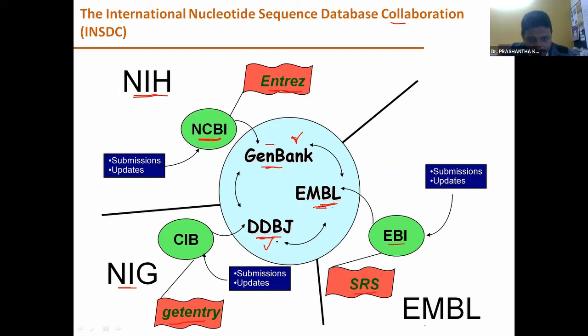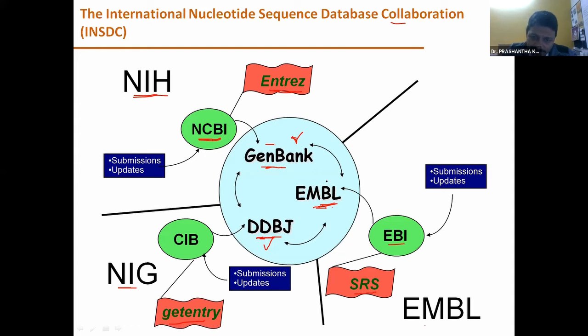Primary database. Yes, so all three are primary databases. Why do we call it a primary database? The moment a scientist does the sequencing, whatever sequence he gets, they will just deposit into DDBJ or EMBL or GenBank. Then comes the analysis. So we need different tools for the analysis.